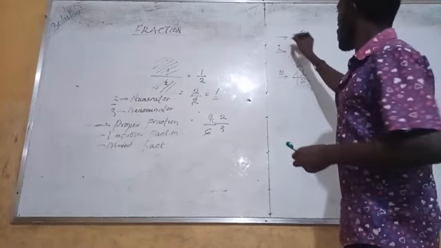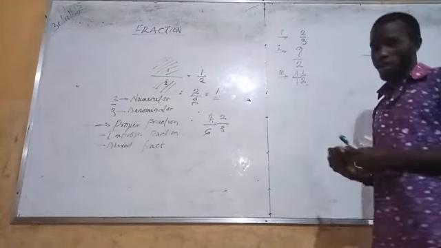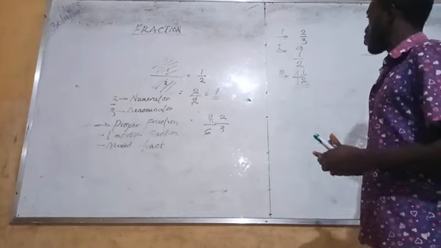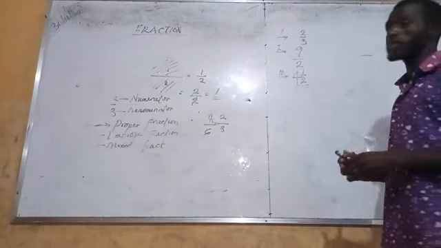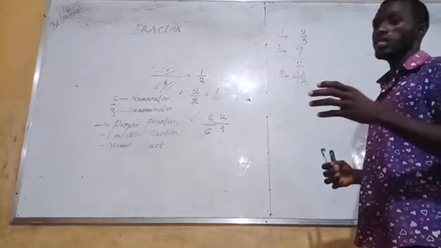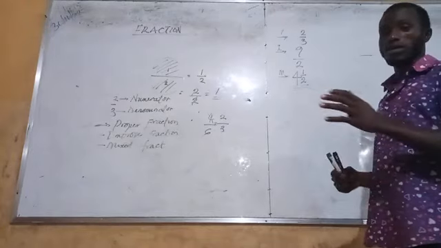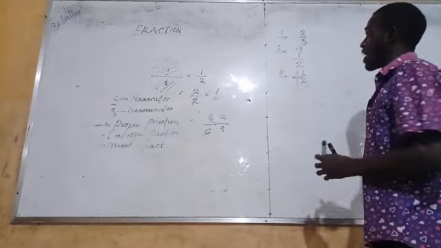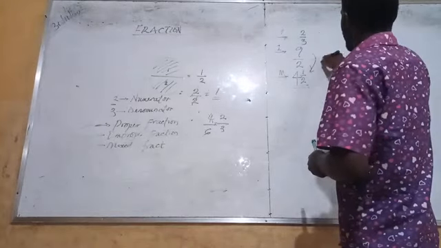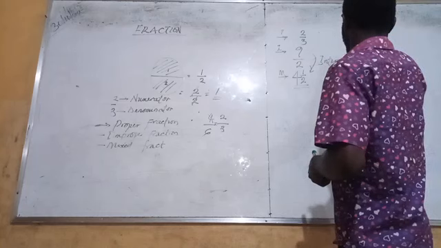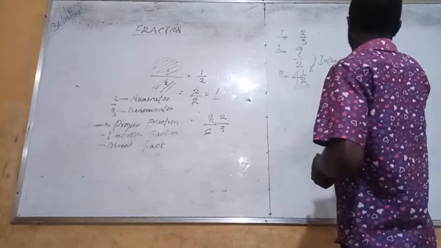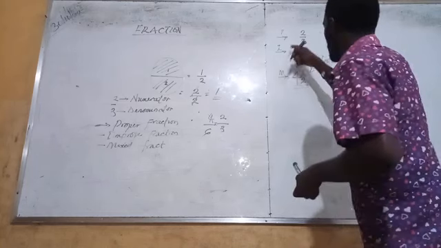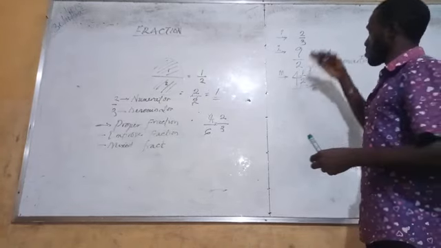This is the improper, and this is the proper fraction. Alright, so what does that mean? It means that the mixed fraction and the improper fraction are interconvertible. You can convert from the improper fraction to the mixed, and from the mixed back to the improper fraction.